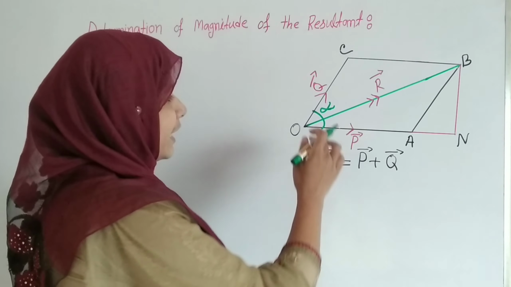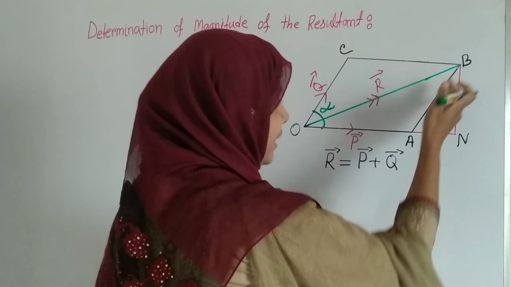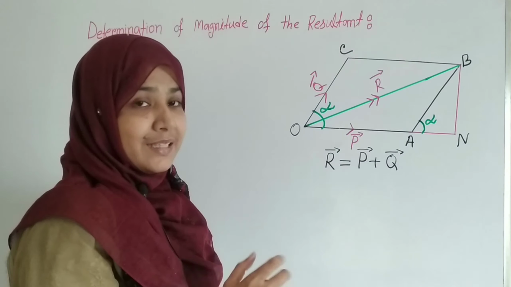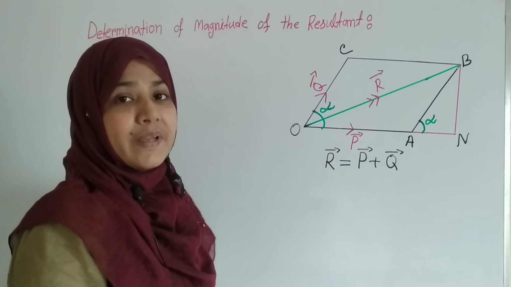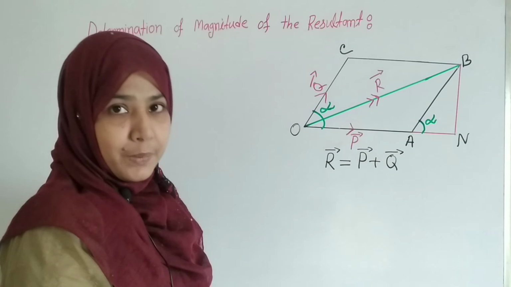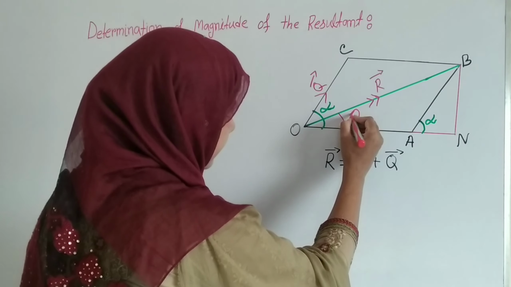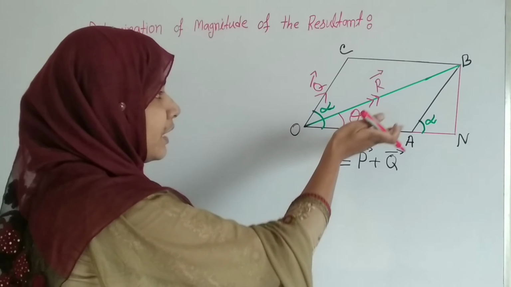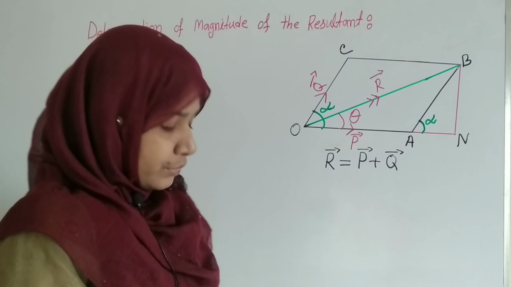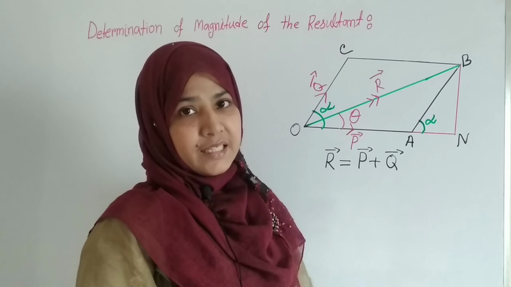So if the angle between P and Q, or the angle COA, is alpha, then we can say that the angle BAN is also alpha, as it is a parallelogram. And the resultant R also creates an angle with vector P. Suppose the angle created by the resultant with vector P is theta. So this angle will denote the direction of the resultant R. And now you can see that BAN is a right angle triangle.